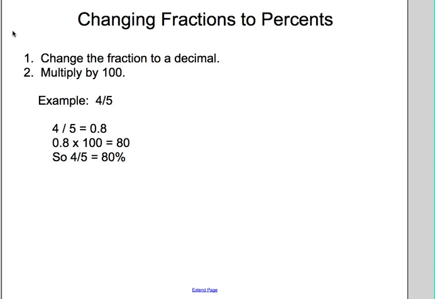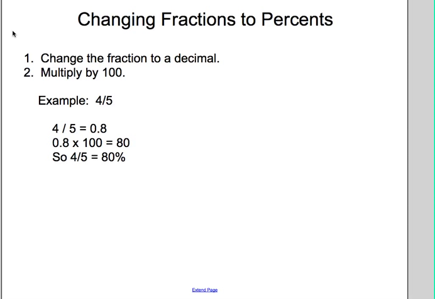Let's put these steps into your notes. So grab your notebook and at the top of your next clean page, put the topic, Changing Fractions to Percents. Step 1, change the fraction to a decimal. Step 2, multiply by 100.